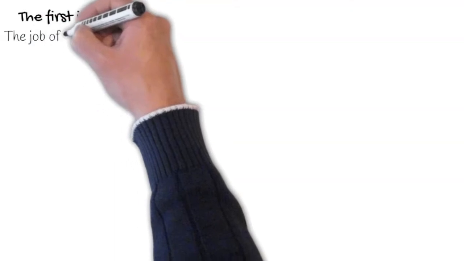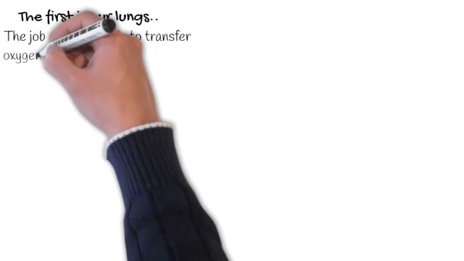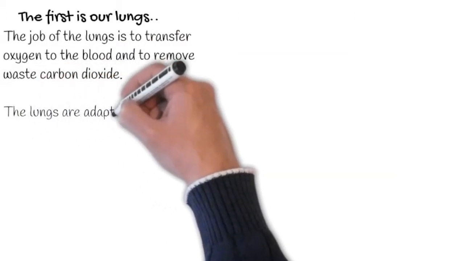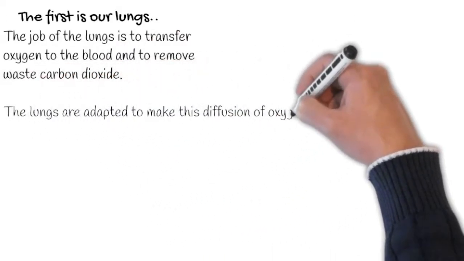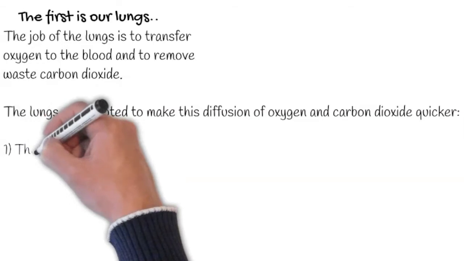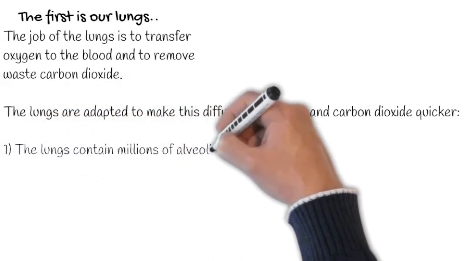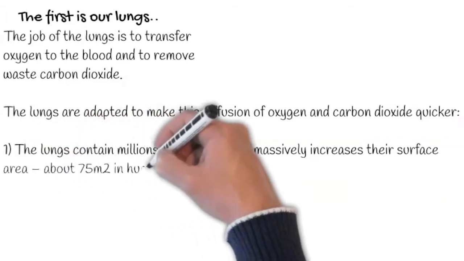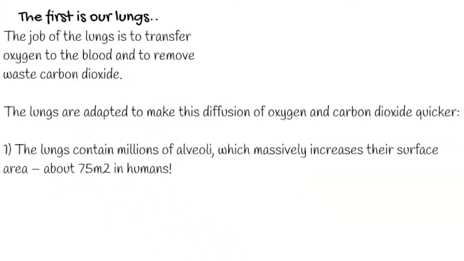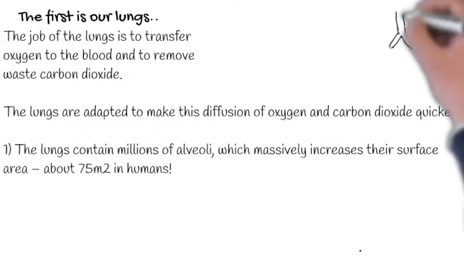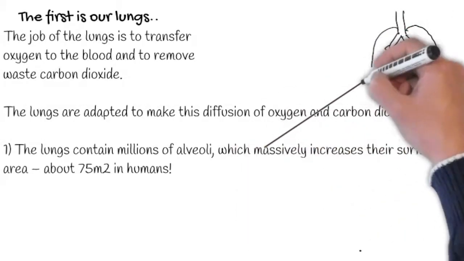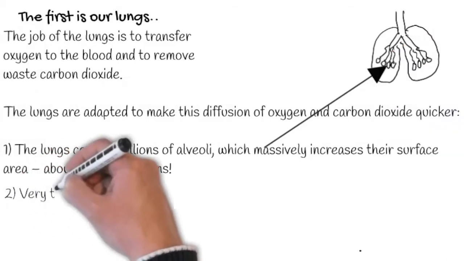The first is our lungs. The job of the lungs is to transfer oxygen to the blood and to remove waste carbon dioxide. The lungs are adapted to make this diffusion of oxygen and carbon dioxide quicker. The lungs contain millions of alveoli, which massively increase their surface area. This means that diffusion happens quicker. The arrow is pointing to the alveoli.